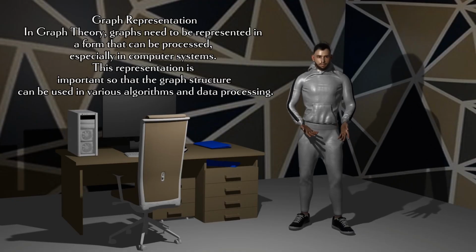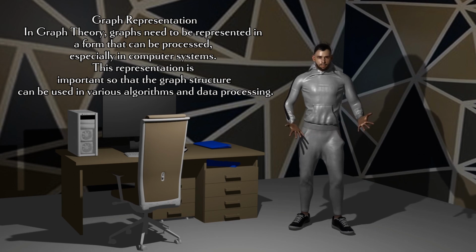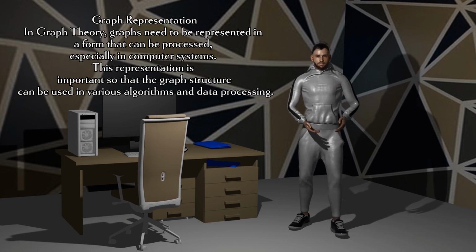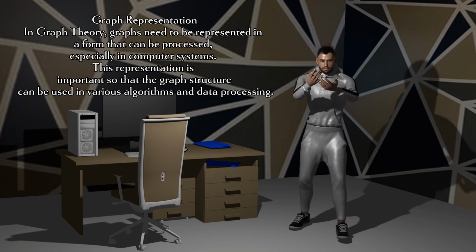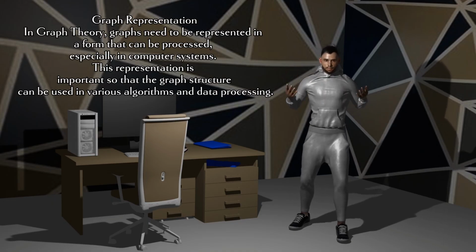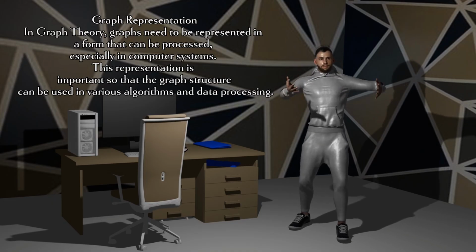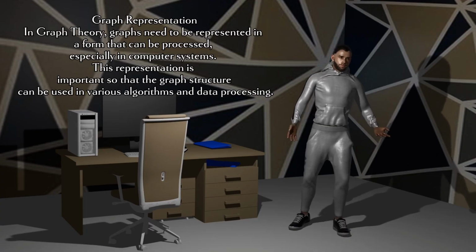Graph representation. In graph theory, graphs need to be represented in a form that can be processed, especially in computer systems. This representation is important so that the graph structure can be used in various algorithms and data processing.